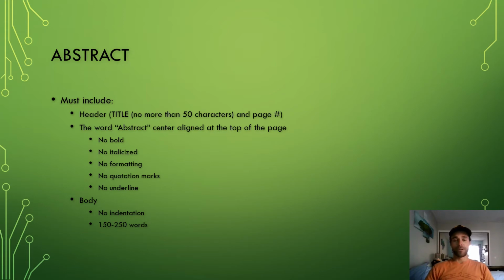Once you've done that, at the top of the page, you are going to start center aligned with the title abstract. Now, abstract is not going to be bolded. It's not going to be underlined. It's going to be the same size and font as everything else. That's an important aspect when it comes to APA formatting. Everything is 12-point font. There are no exceptions to this rule. You want to keep everything 12-point font, double-spaced, 1-inch margins all the way around.